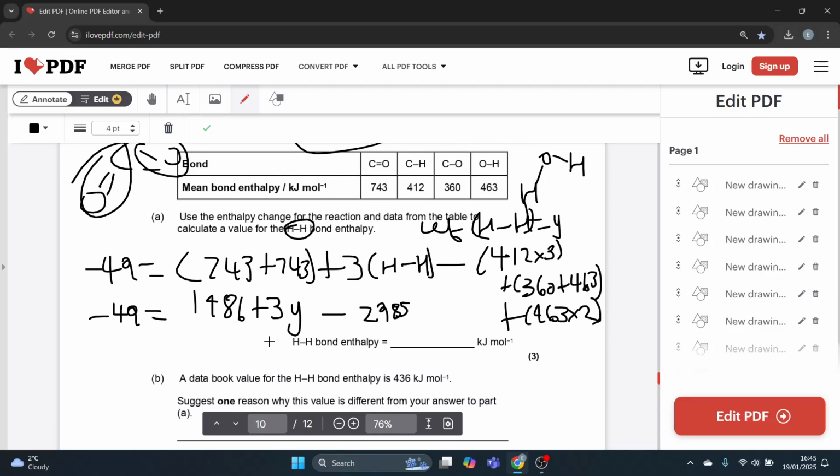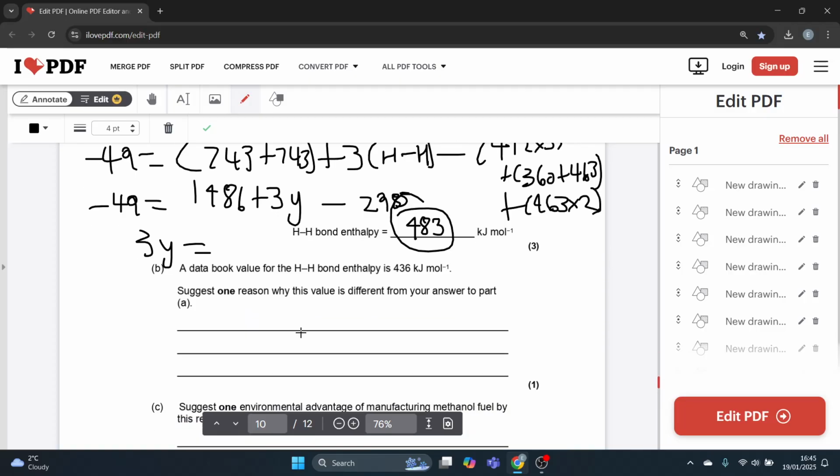And now what I can do is say minus 49 minus 1486, and then I can do 3y equals my answer plus 2985. So I'm just rearranging it. I'll get 1450, that's 3y. I want a value for the HH bond enthalpy, so only one of them. So I need to divide by 3, and I get 483. Yes, I actually got it right, because I usually make silly math errors on these type of questions, but in this case, no. You just have to be very careful and go through it step by step. So 483, it does allow 483.3 recurring through 3.